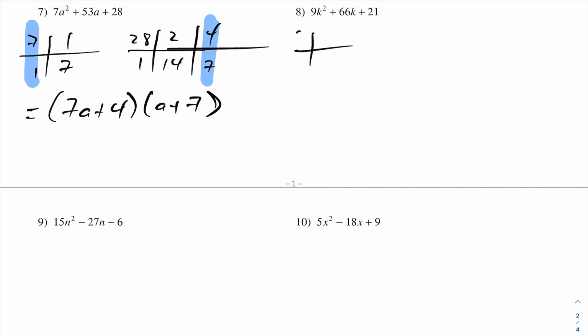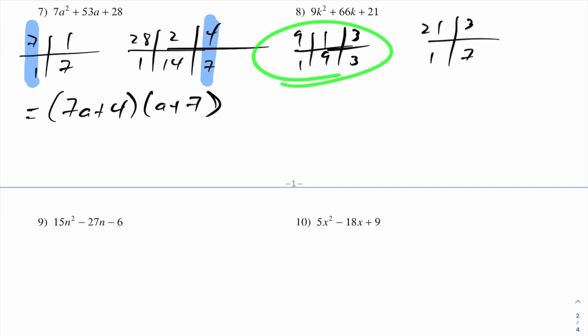All right, let's take a look at number 8. So we've got here 9 and 1, 1 and 9, and 3 and 3. We've got all the factors and their flips. Do the same thing with 21. Again, I don't need the flips for 21, because if you do all the permutations here in the flips, you're set for this side. Don't have to do that.